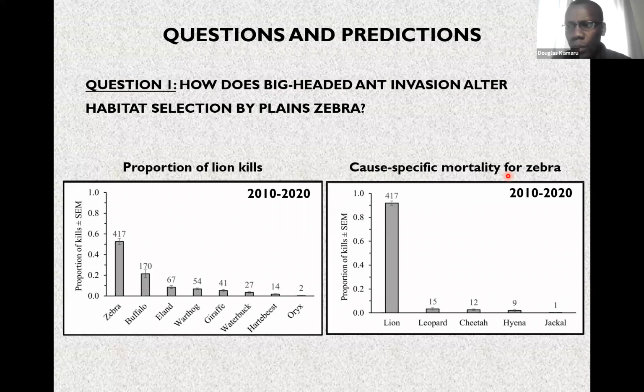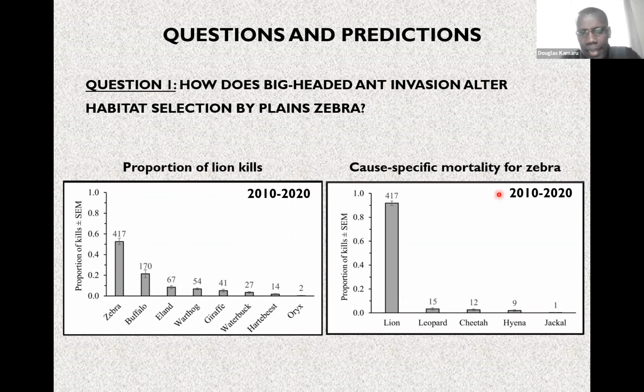So these two graphs I'm showing you here were created from opportunistic kill site data collected by anti-poaching patrols in Ol Pejeta Conservancy. The graph on my left shows the proportion of lion kills between 2010 and 2020. The x-axis shows all the prey species within Ol Pejeta Conservancy for lions, and the y-axis shows the proportion of kills. So what I'm trying to show here is that zebra comprise about 50% of all kills within the conservancy.